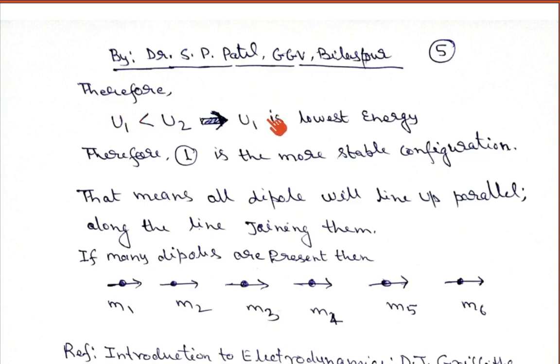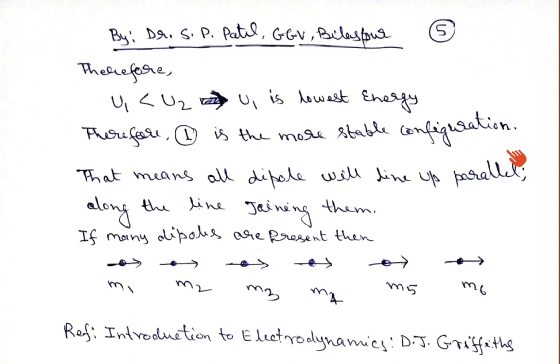That means the configuration with the lowest energy is the stable configuration. U1 is the lowest energy. Therefore, one can say configuration 1, or possibility 1, is the more stable configuration out of all the possibilities I have shown. That means both dipoles will align parallel to each other, along the line joining them, as I showed on my previous page.